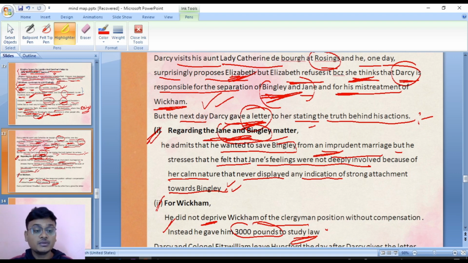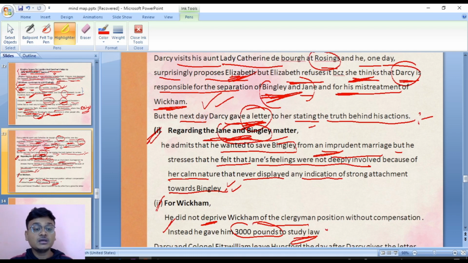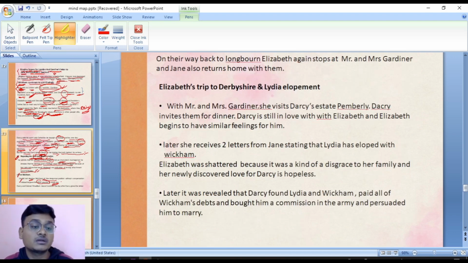This is how he gave two explanations in his letter. After sending this letter, Darcy and Colonel Fitzwilliam, the cousin, leave Hunsford the day after Darcy gives the letter.